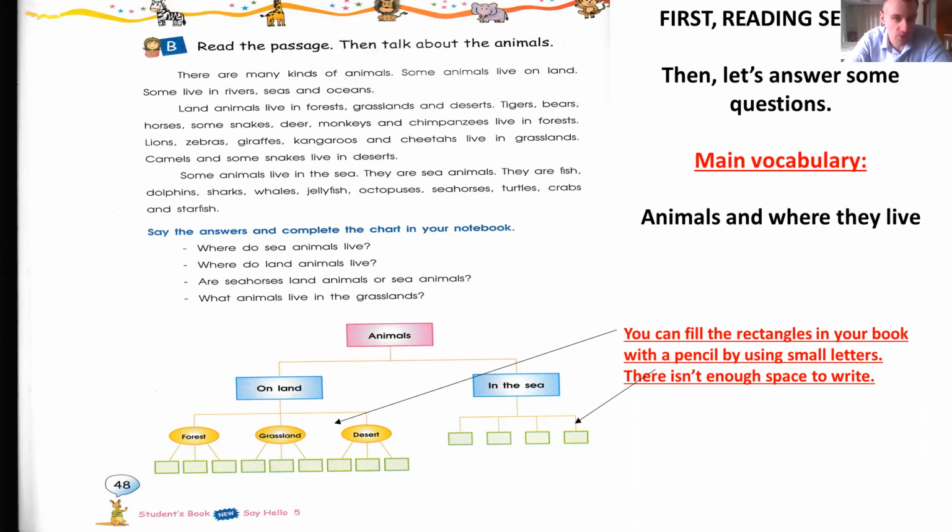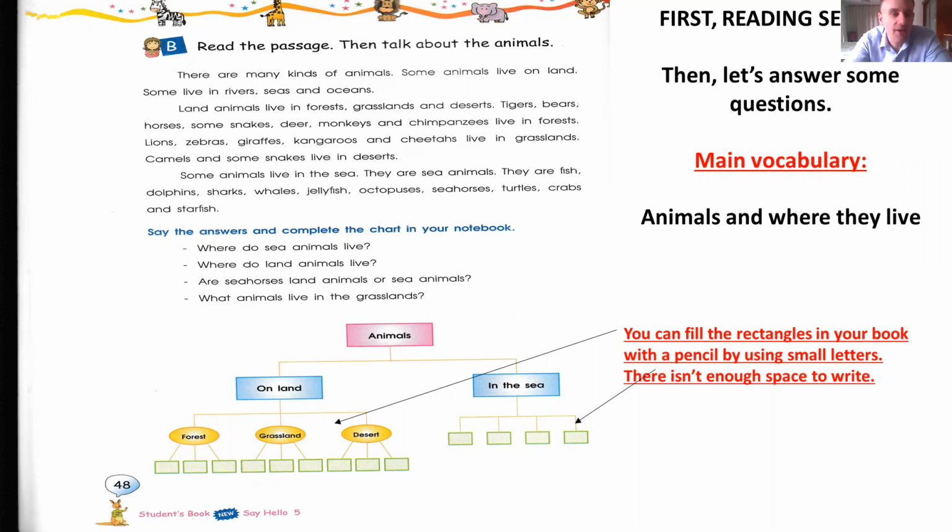There are many kinds of animals. Some animals live on land. Some live in rivers, seas, and oceans. Land animals live in forests, grasslands, and deserts. Tigers, bears, horses, some snakes, deer, monkeys, and chimpanzees live in forests. Lions, zebras, giraffes, kangaroos, and cheetahs live in grasslands. Camels and some snakes live in deserts. Some animals live in the sea. They are sea animals. They are fish, dolphins, sharks, whales, jellyfish, octopuses, seahorses, turtles, crabs, and starfish.